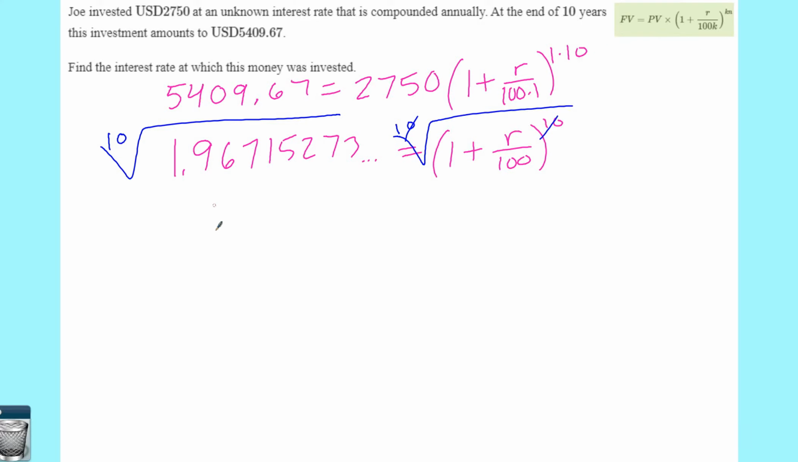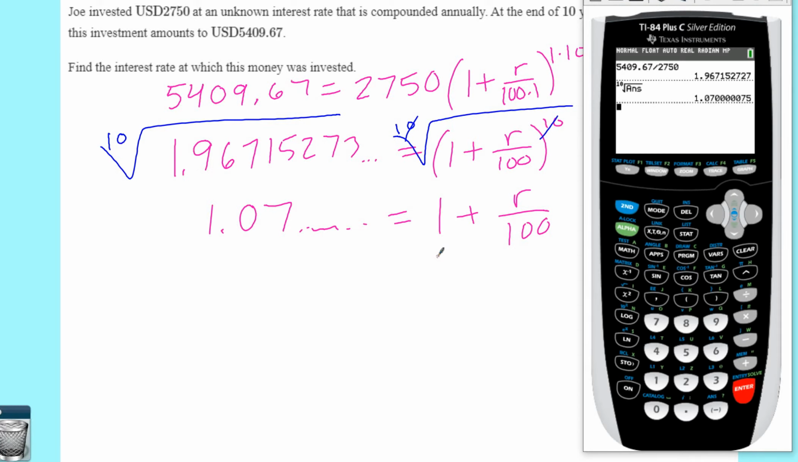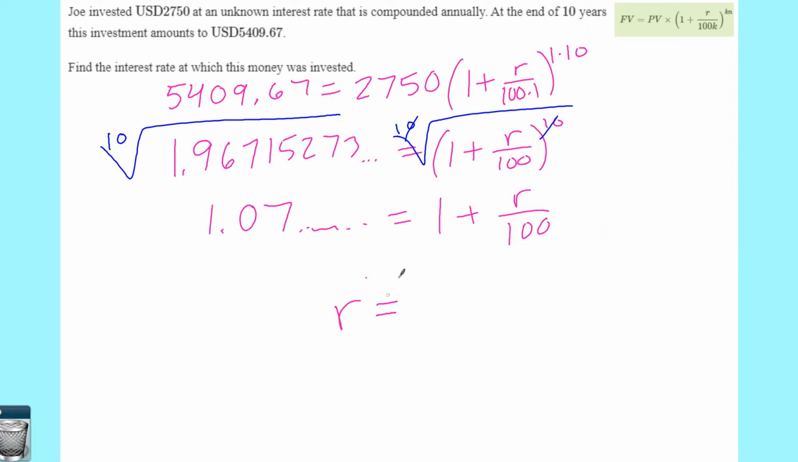Okay, so now I've got that long number, 1.07 and so on, which equals 1 plus r over 100. So now I would just complete that. I take my answer and subtract 1. Then, to get rid of that 100, I multiply by 100. And now I get 7.00000, so it looks like my interest rate was about 7%. I don't want to put all those zeros, so I'm going to leave it like this, 7%.